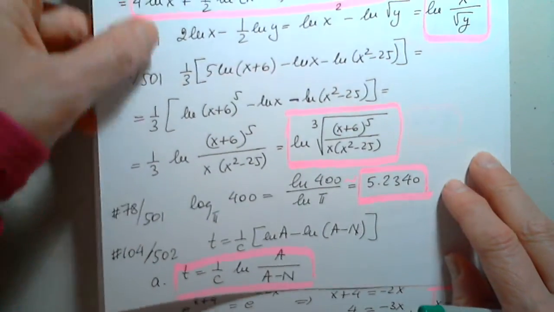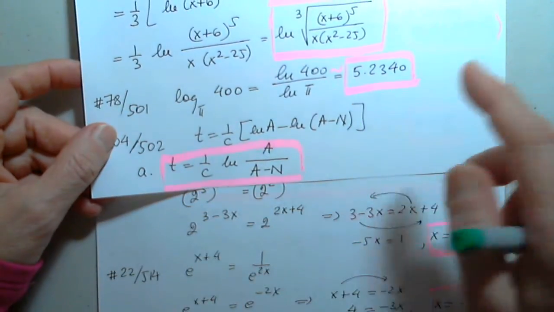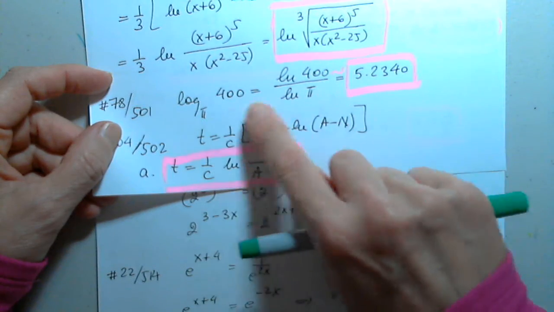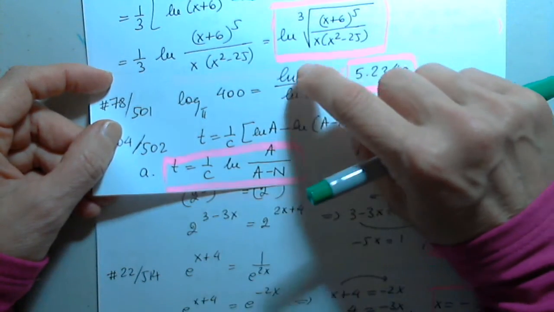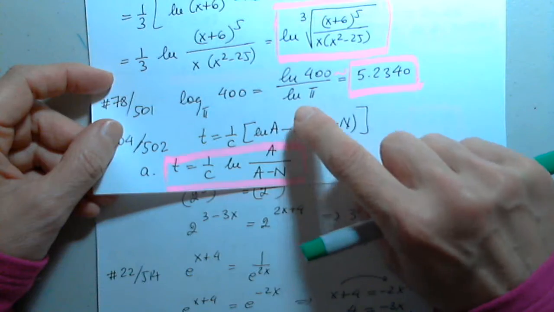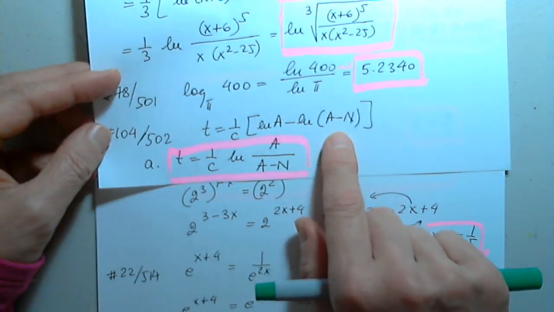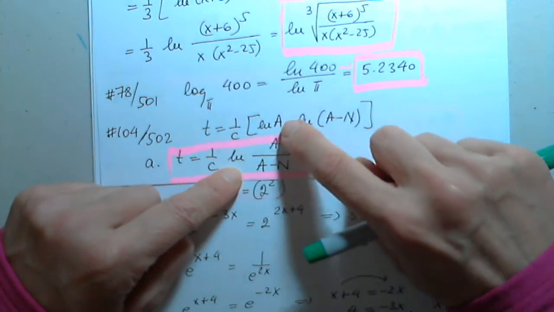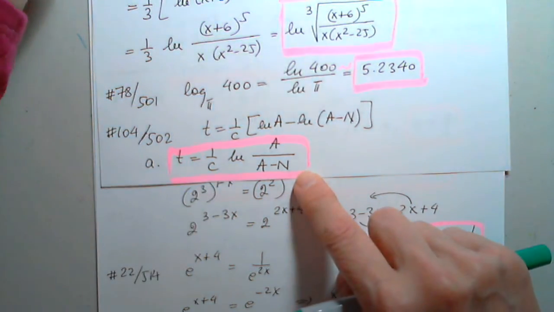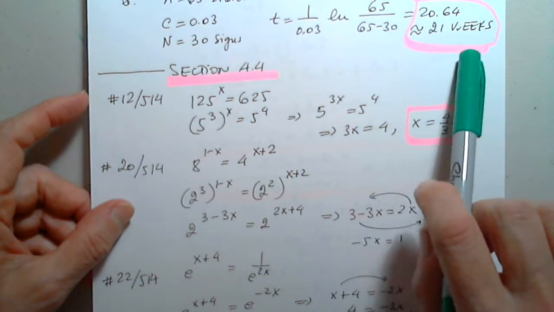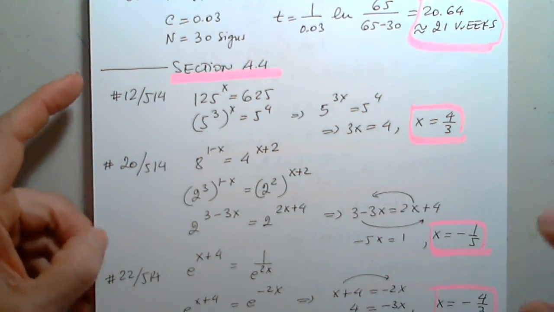Here we were asked to determine with the graphing calculator, log base pi of 400 is natural log of 400 over natural log pi, or you can use common log of 400 over common log of pi, and you have to get the exact same number. Here in the middle, we condense into natural log of a over a minus n. And then we're asked, given some information, to determine the number of weeks.